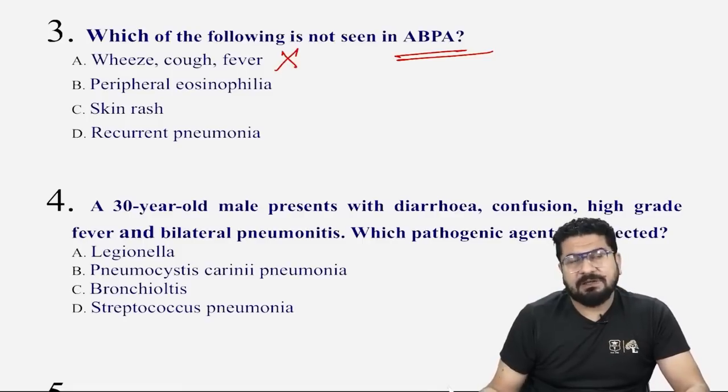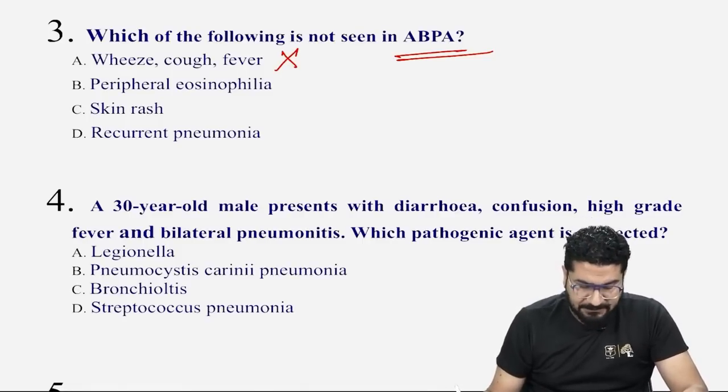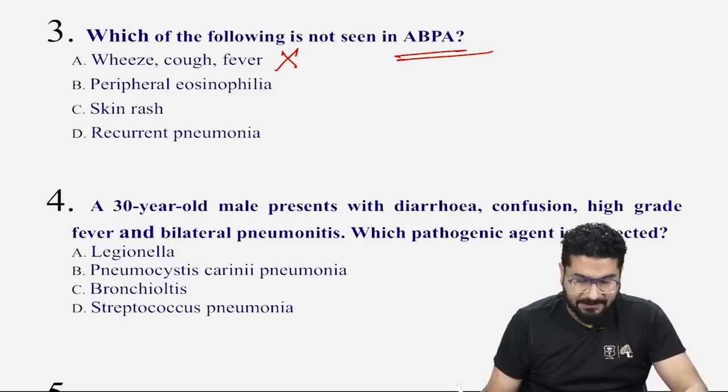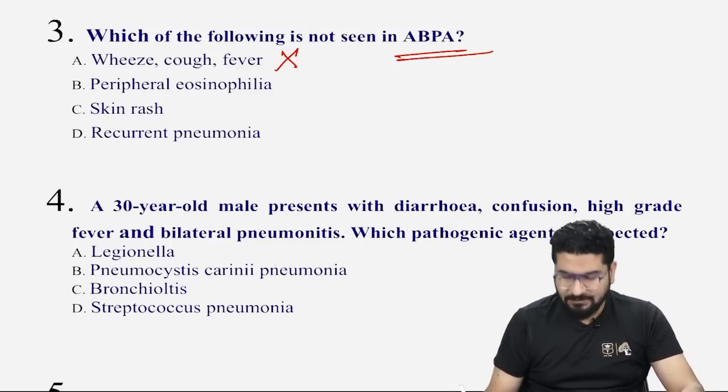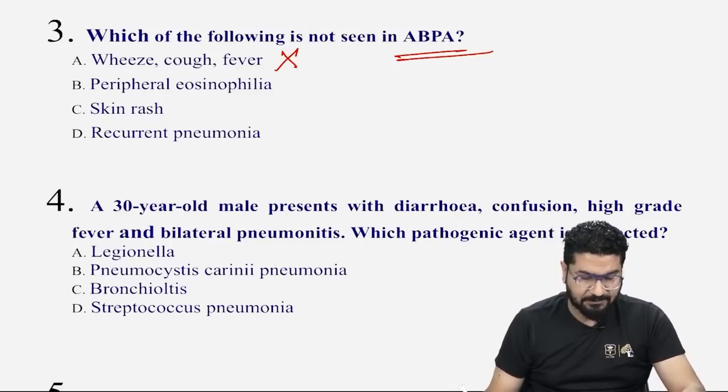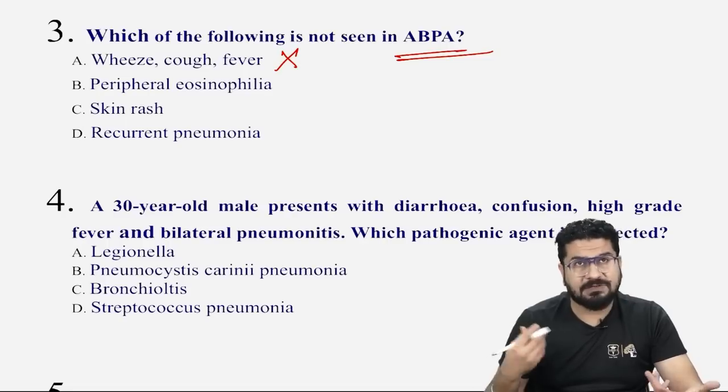In allergic ABPA, how do we diagnose? We make the diagnosis when you see the patient's IgE levels are high. Mostly you can see IgE levels are more than 1000. The eosinophil counts are also high. So these eosinophil counts are more, and IgE levels are more.